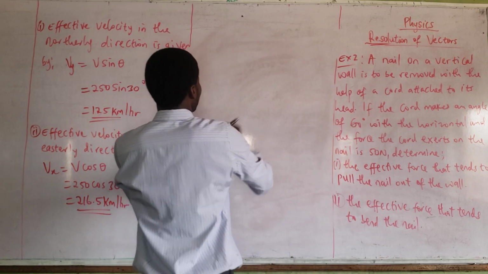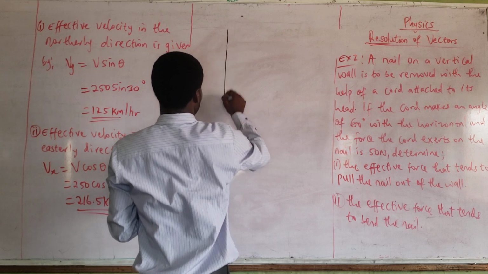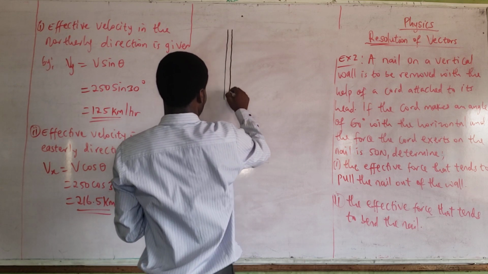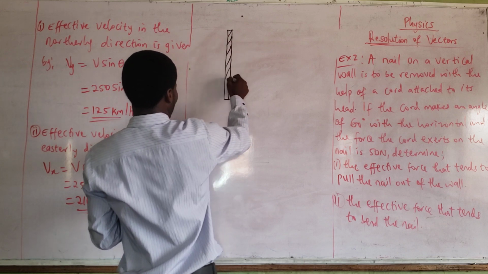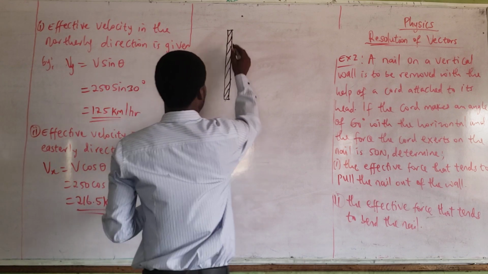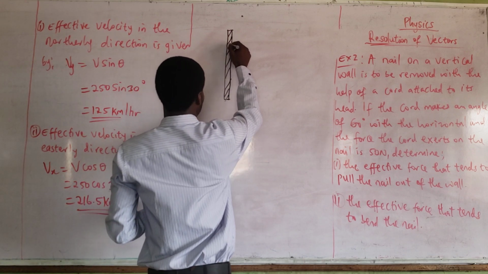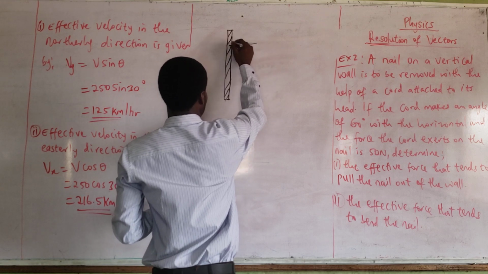Alright. Let's say this is the wall. This is the vertical wall. They said a nail is attached to that wall. Let's say this is the nail here. Okay?